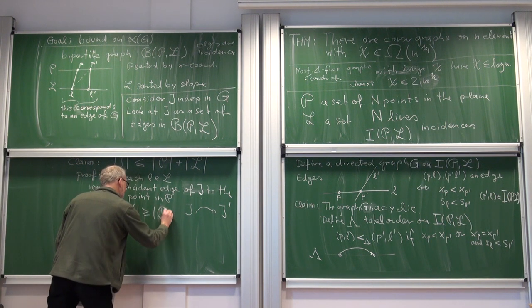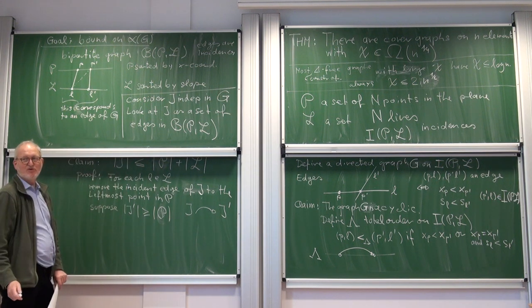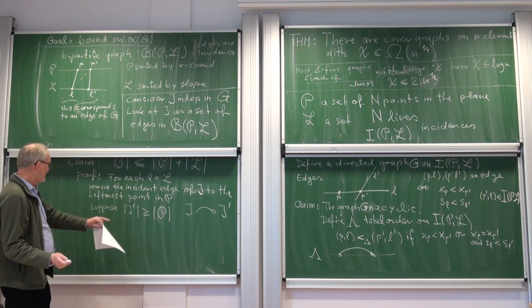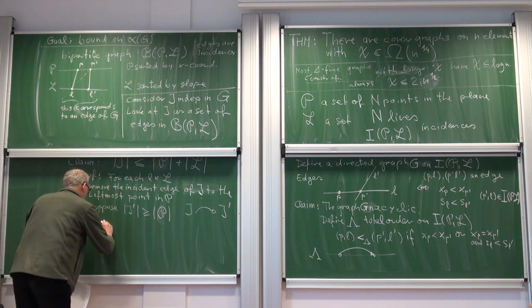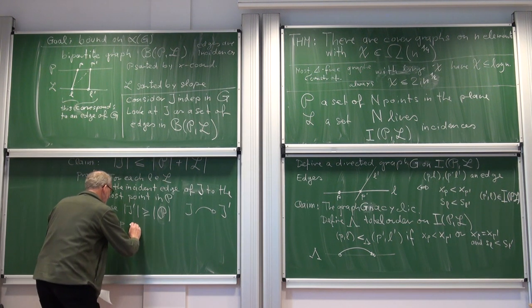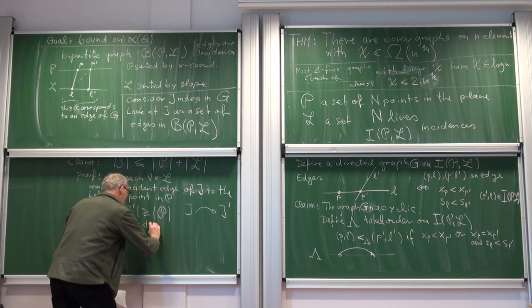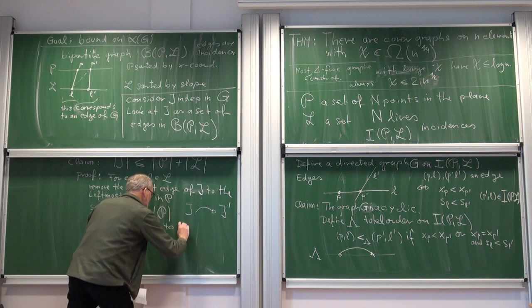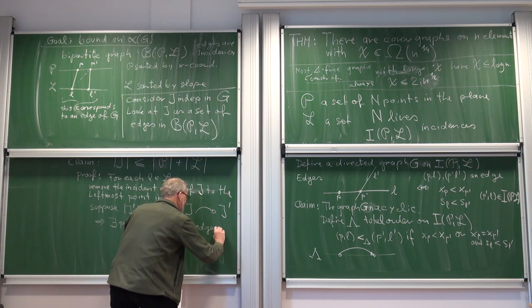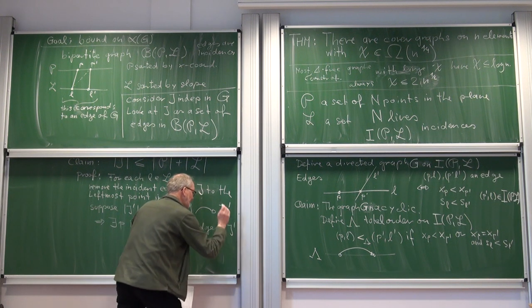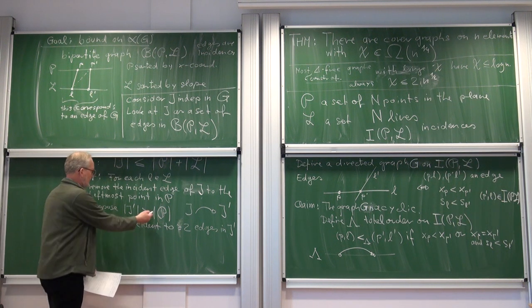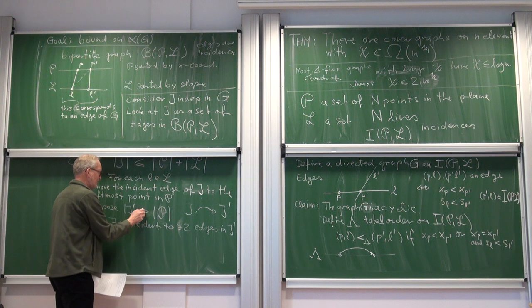It's bigger than the number of points. Then this tells us that some point P is incident to at least two edges in J prime.